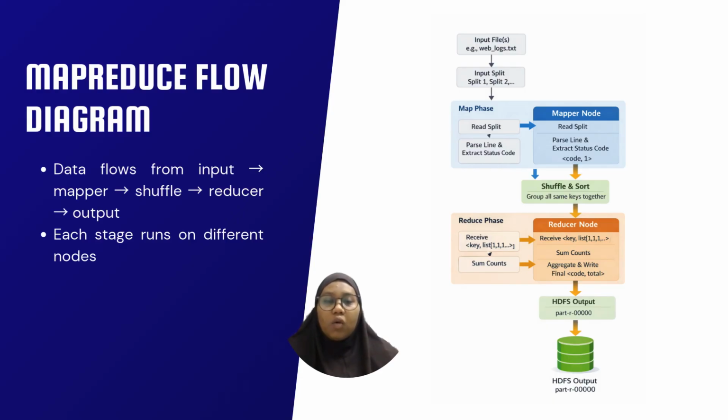The grouped values are sent to the SumReducer class, which sums the values to calculate the total count for each status code. Finally, the result arrives in HDFS in the file part-r-00000, showing the frequency of each status code.